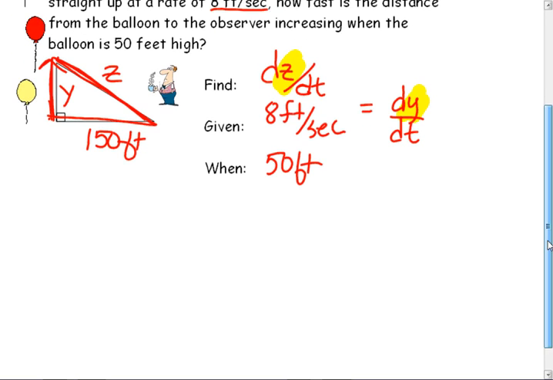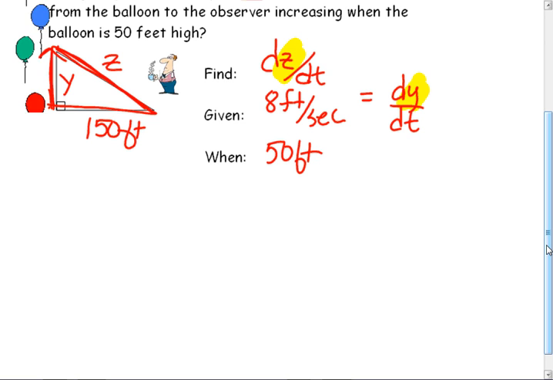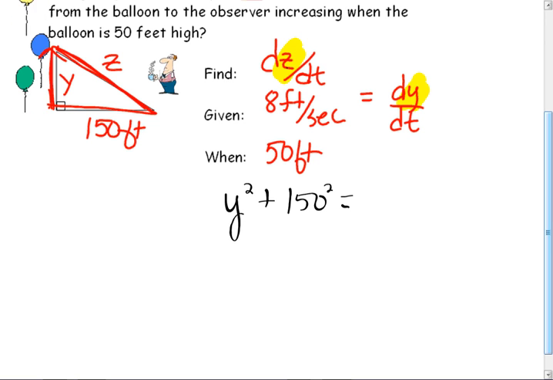Before I get to the rates, I want to relate Z and Y. Look at your picture. What's the relationship there? Whose theorem? Pythagorean theorem. Now, if I were relating an angle, I wouldn't use Pythagorean's theorem because that doesn't deal with angles. So I need a Z and I need a Y. So Y squared plus 150 squared equals Z squared.